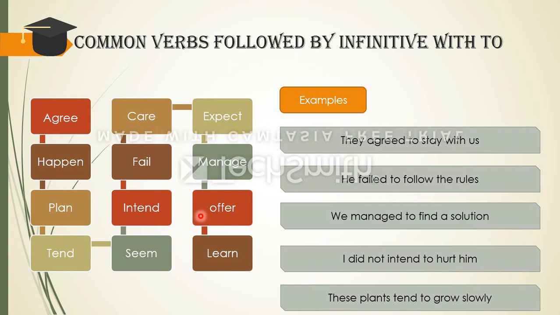We can say they agreed to stay, I agreed to move, I agreed to learn. So whenever you have these verbs, you need to put an infinitive with to after. He managed to find a solution. I did not intend to hurt him. These plants tend to grow slowly. He seems to be happy. So whenever you have one of these verbs, you know that you have to follow them with an infinitive with to.